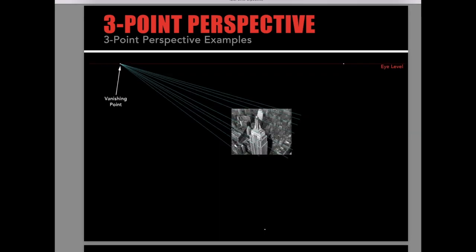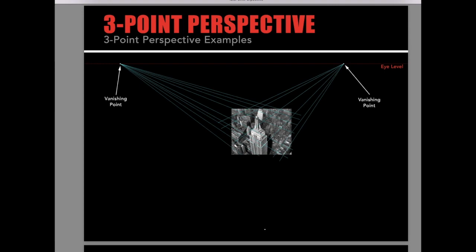Let's break this down. So this is like we're on a helicopter, right? Looking over the city. So we're flying way up high, so our eye level line is way up here. We've got 2 vanishing points on the eye level line. There are no horizontal lines, right, or vertical lines. These horizontal lines are converging to either the left or right vanishing points.